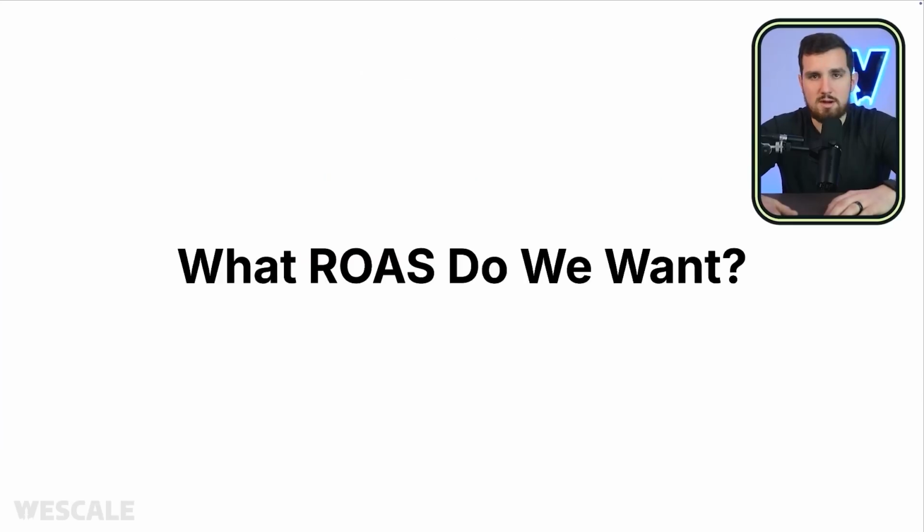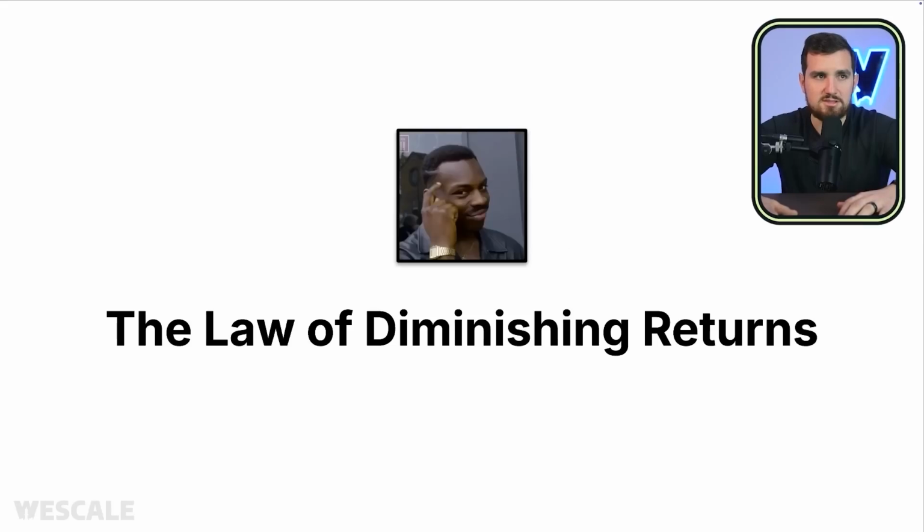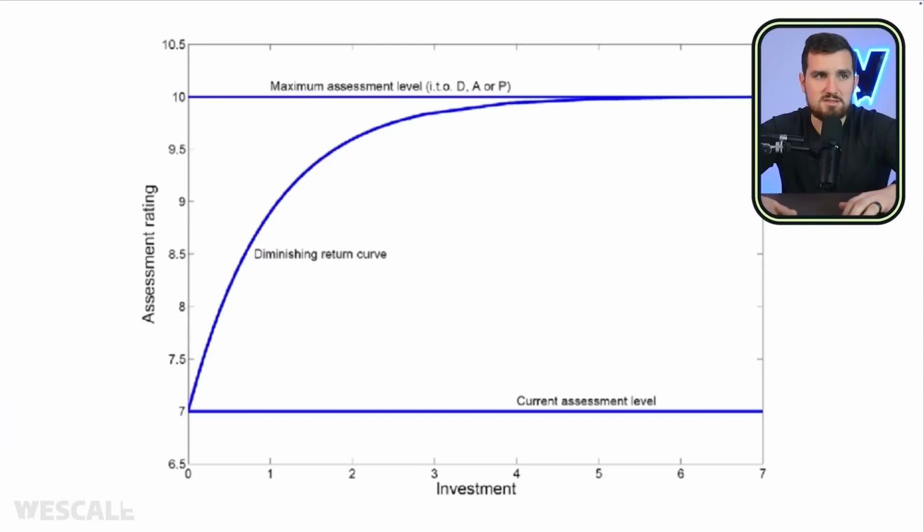So what ROAS do we want? Like what is our target? I see people think, I just want it to be as high as possible. The actual answer is we don't want it to be infinity because there's something called the law of diminishing returns, which means that as our ROAS improves dramatically, and this is just to show us what point we're trying to optimize to, once our ROAS hits a certain point, it starts diminishing in terms of the marginal gain that we're getting.